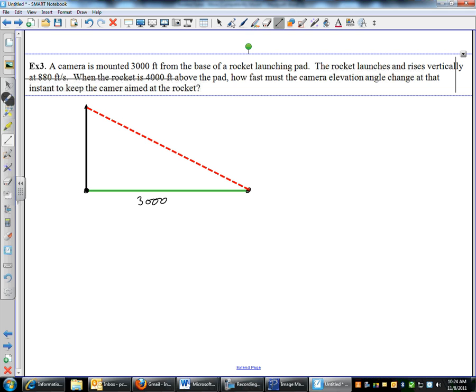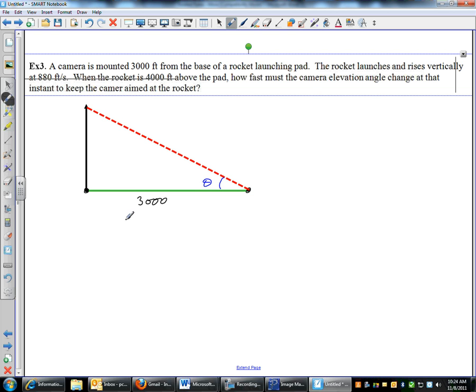Where's the elevation angle? Y'all remember this? Remember Miss Culbert's class? Or Miss Hawkins, or whoever y'all had? Where is the elevation angle? Yeah, that's one over here by the camera. This angle right here. So we're talking about that angle. How fast does it have to move to keep the camera aimed at the rocket?